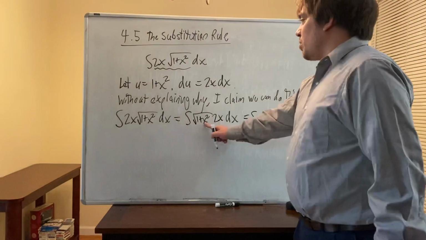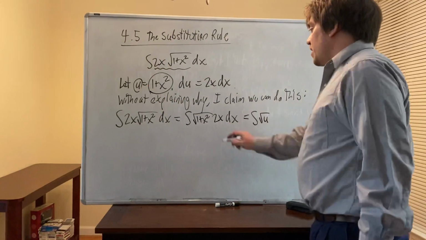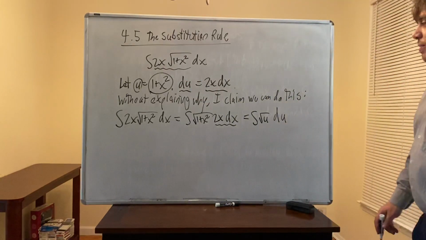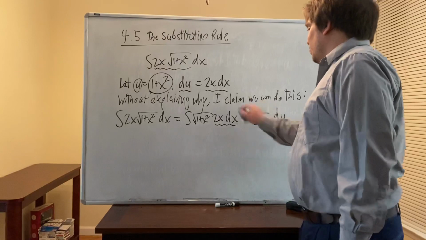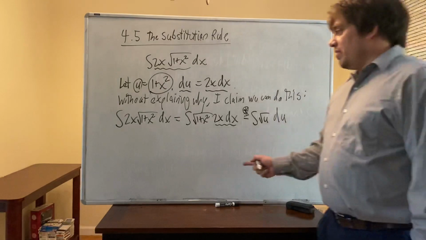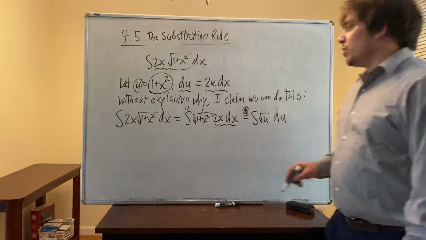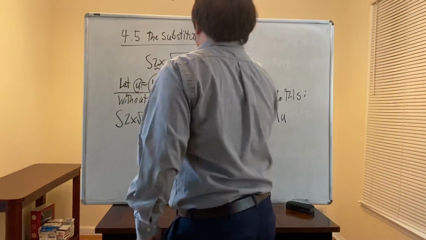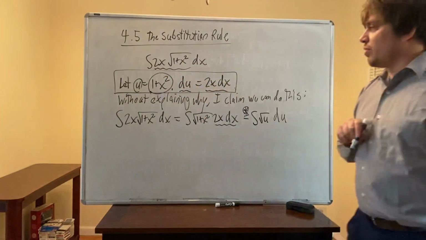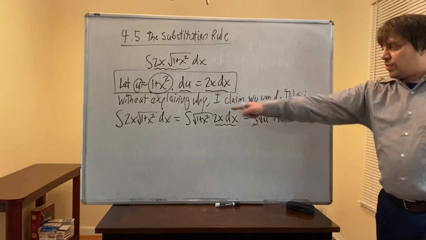Now I'm going to substitute 1 plus x squared for u. It's going to be the square root of u. And then instead of 2x dx, I'm going to substitute du. And so my claim is that I can do this. What I want you to believe in is that this integral with the term with respect to x is equal to that integral with respect to u, from these two equations. This is an equation relating u with x, and then relating the differential of u with the differential of x. Using those two equations, I want you to believe me that this integral is equal to that one.